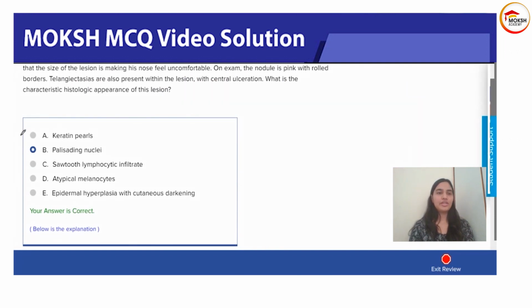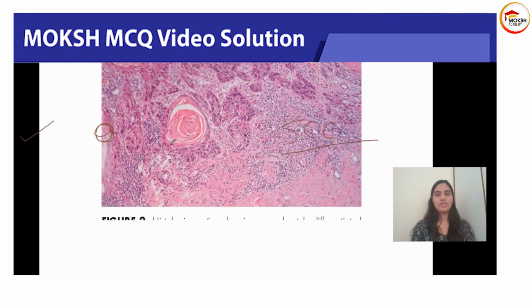What about the other options? Keratin pearls. This is classically seen, and a lot of you chose this option. This is classically seen in squamous cell carcinoma. And this is very important: keratin pearls are found not just in squamous cell carcinoma of the skin, but keratin pearls are general for squamous cell carcinoma everywhere in the body. This is the keratin pearl here. You see this? So this is squamous cell carcinoma of skin with keratin pearls.